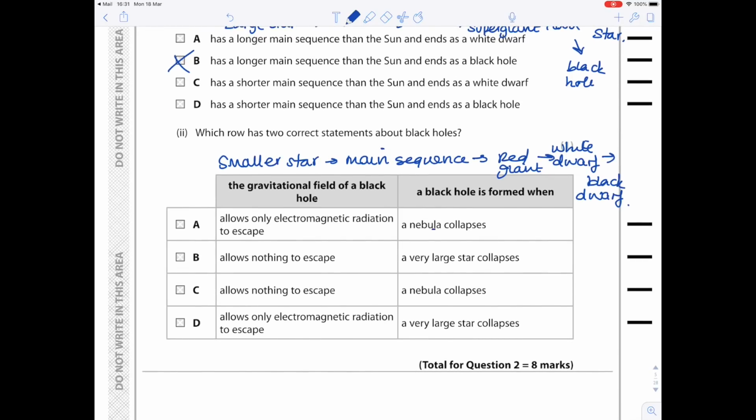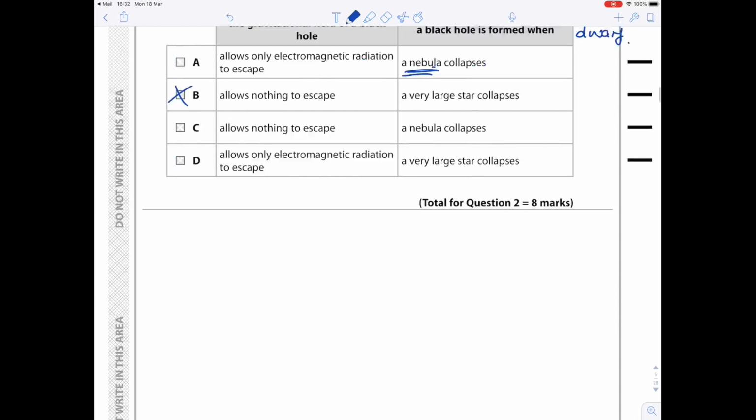One thing I do want to point out is a nebula is completely wrong because that's the very beginning of a star's life. So it wouldn't be a nebula collapsing. So that's why A is wrong. B allows nothing to escape. Yes, that's true. A very large star collapses. Yes, that's true. C allows nothing to escape. Yes, that's true. I've already said why it's not a nebula collapses, so C is incorrect. And then D only allows electromagnetic radiation to escape. No, I've said even light can't escape. So that's why B is the only right answer here.